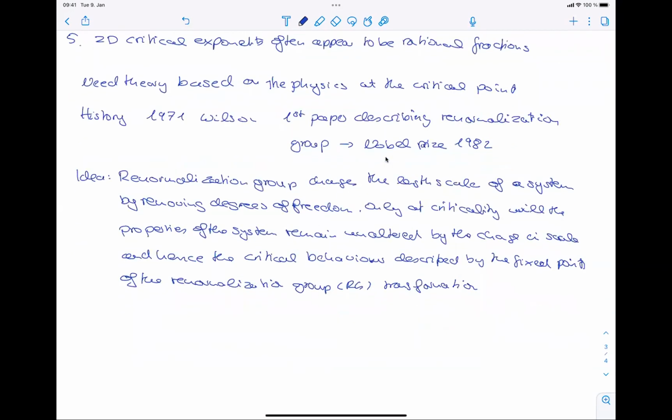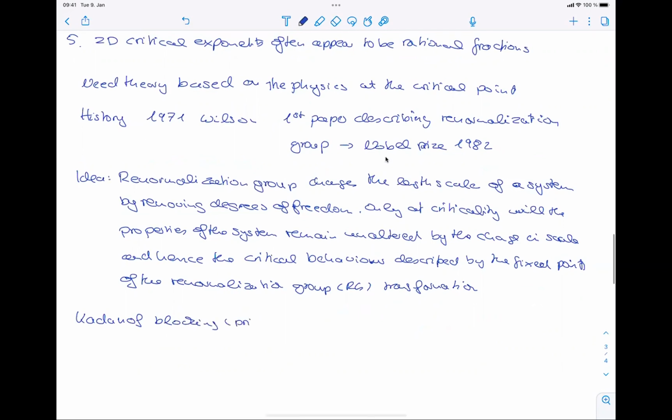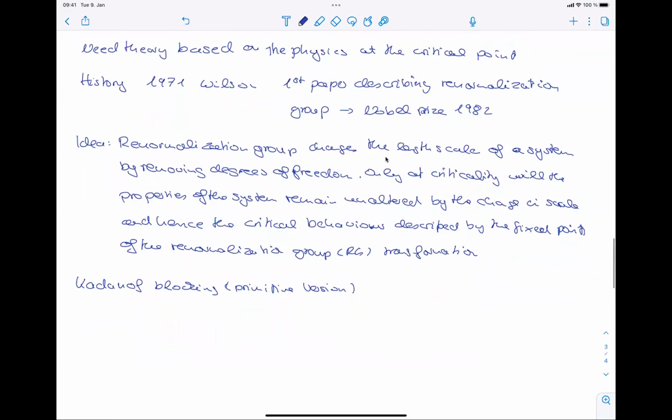Let me illustrate this idea graphically by the so-called Kadanoff blocking, developed by Leo Kadanoff. Who I feel related to.